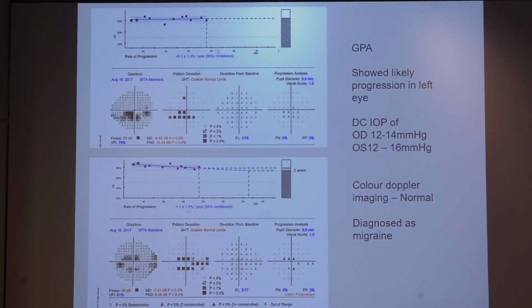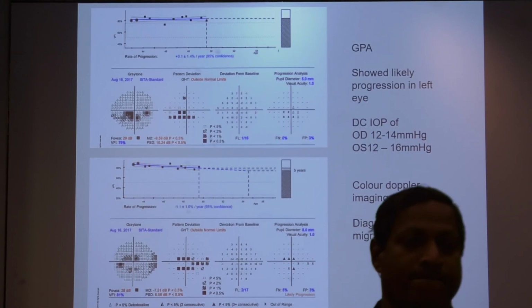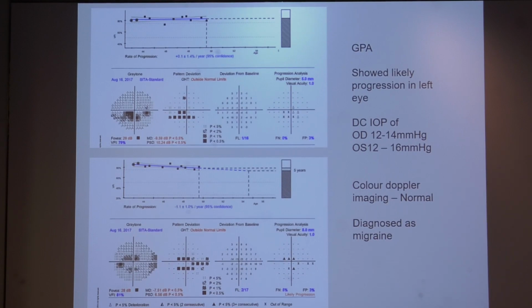And just like in normal tension glaucomas, very typical close-to-fixation visual field defects are present. The intraocular pressure in the long term was found to be 12 to 14 and 12 to 16, while the patient was also under treatment for migraine, as this lady had migraine. So this is a case presentation.